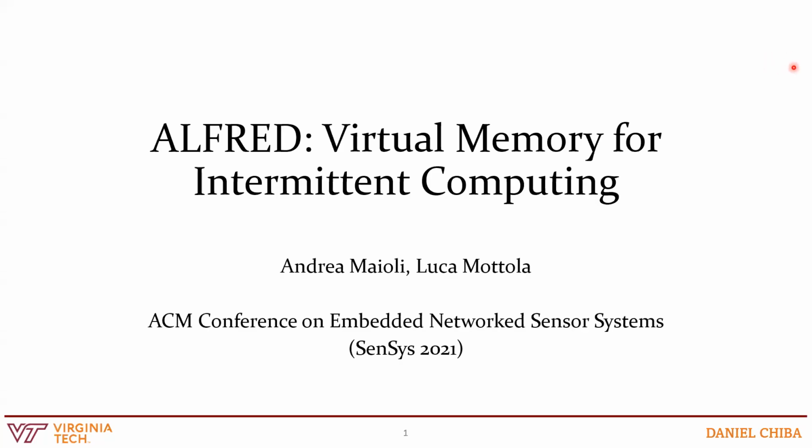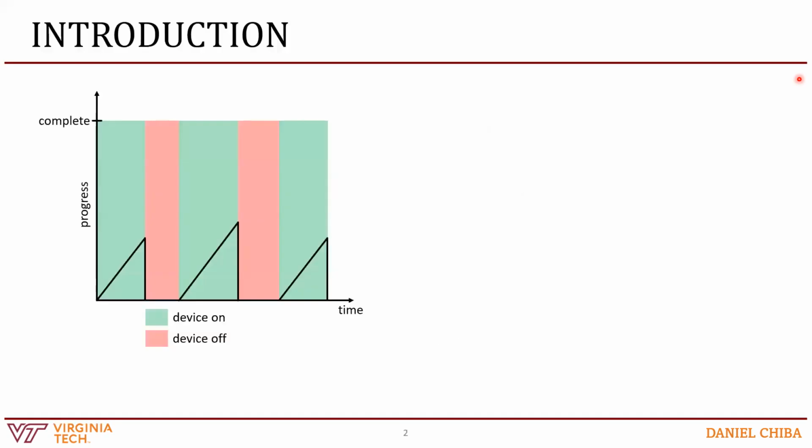Right, so I'm going to be presenting ALFRED, which is virtual memory for intermittent computing. It was presented at SenSys 2021, and it's by a group from Politecnico di Milano. Brief introduction to intermittent computing.